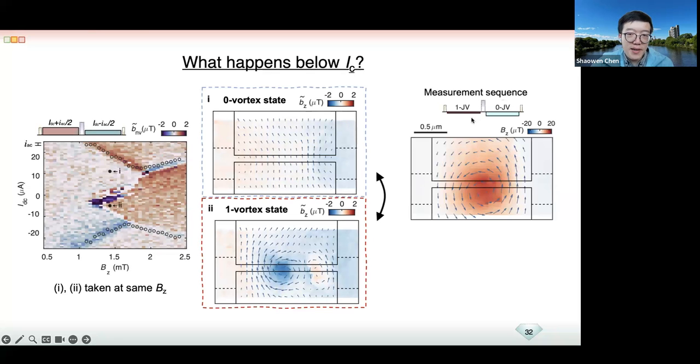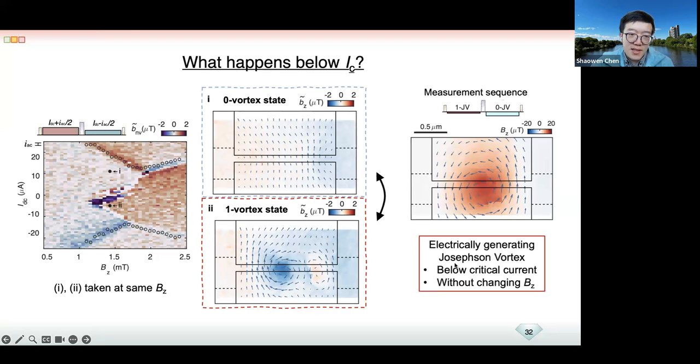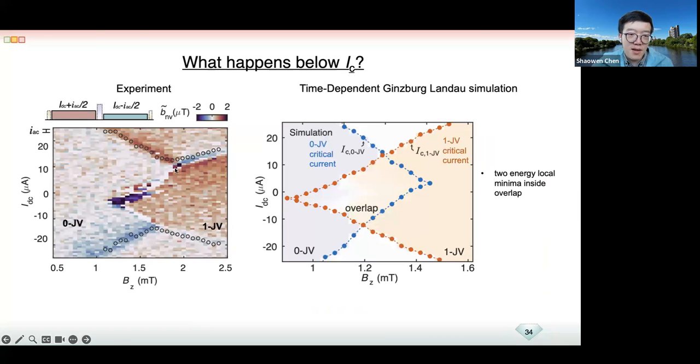And if I take the difference of the 0 and the 1 Josephson vortex state, then I can get the full profile of the vortex, as you see here. So what this tells us is that in this case, we can electrically drive a switching between the 0 and 1 Josephson vortex case, all under the critical current and without any need to change the magnetic field.